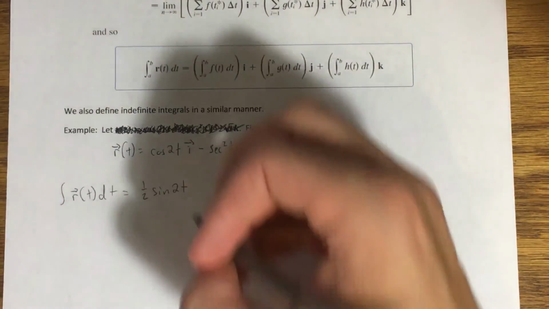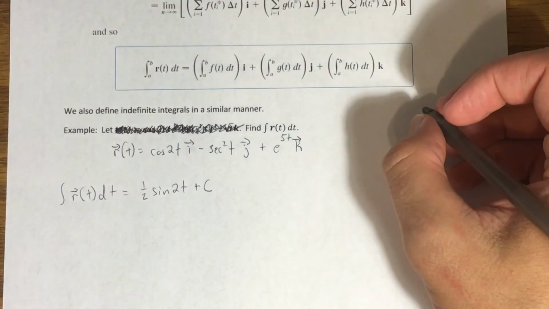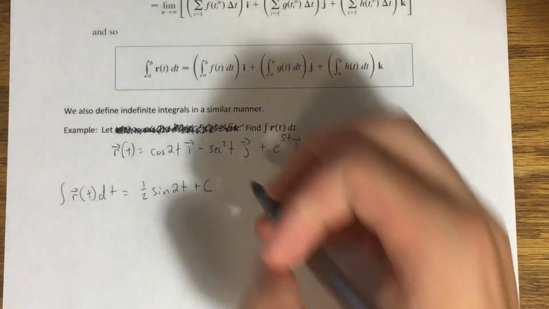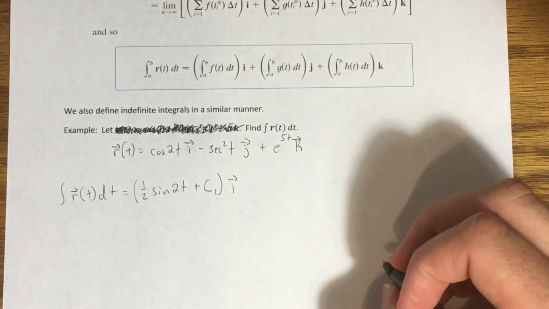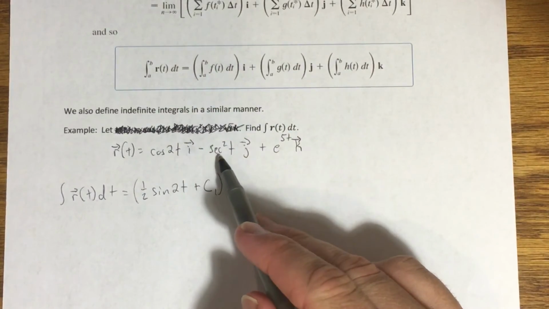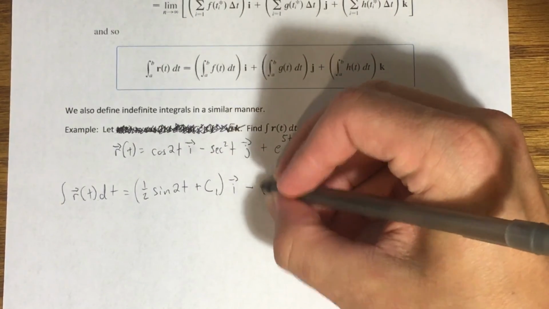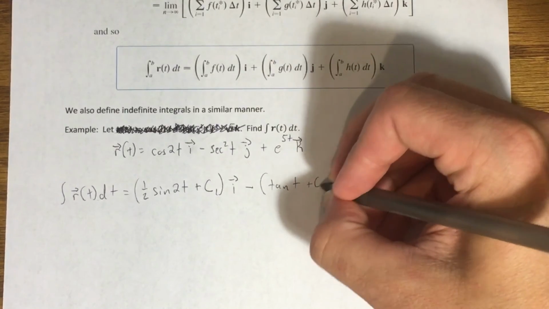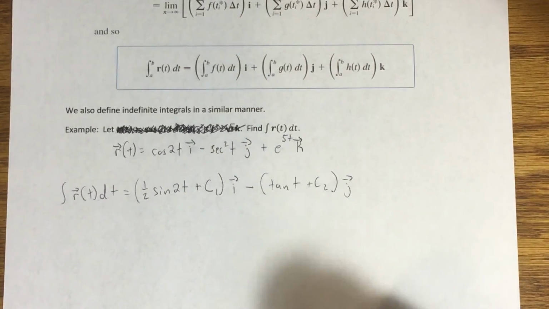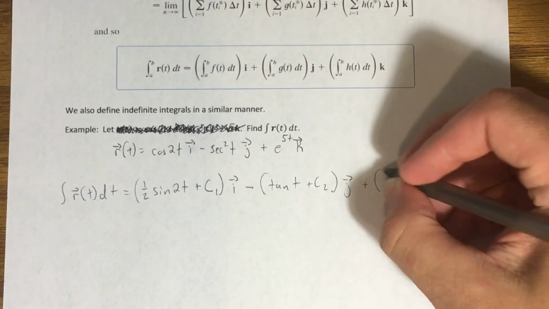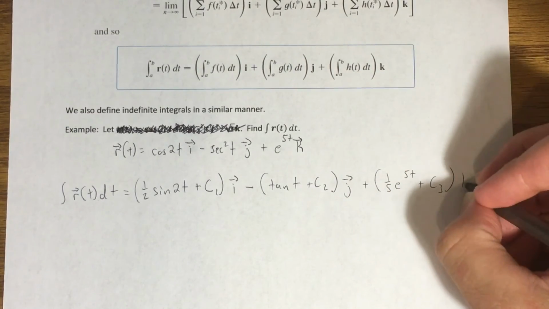But remember, with indefinite integrals, we pick up a constant of integration. So there's that plus c we normally get. However, I know I'm going to get a bunch of constants of integration, so let's call it c1 instead. And that's my i. Okay, and then what's the antiderivative for negative secant squared? That would be negative tangent. So negative tangent of t plus c2, let's call it j. Okay, and then here plus e to the 5t is what that is. So plus 1/5 e to the 5t plus c3 k.